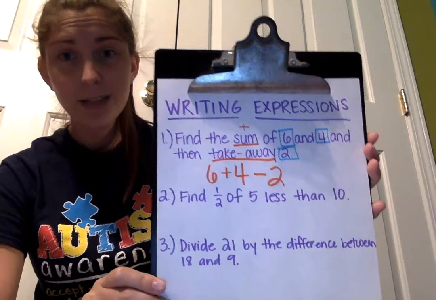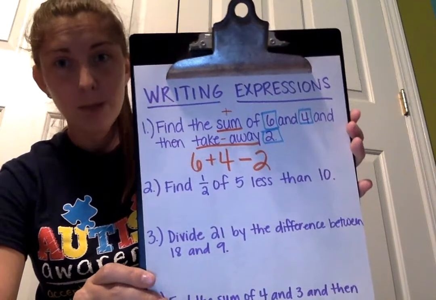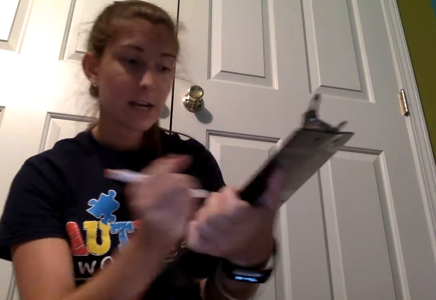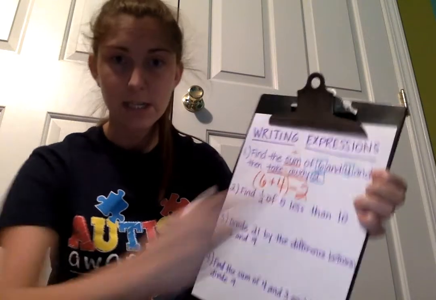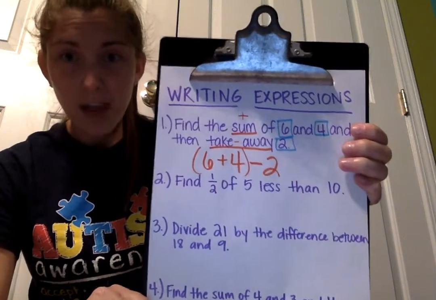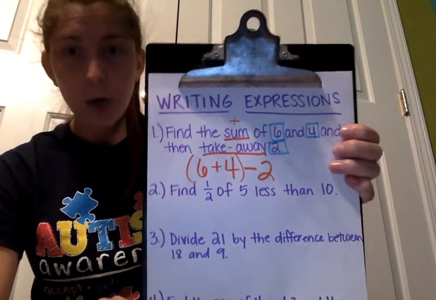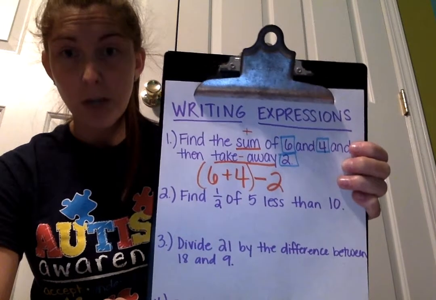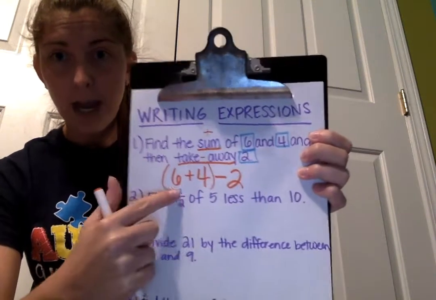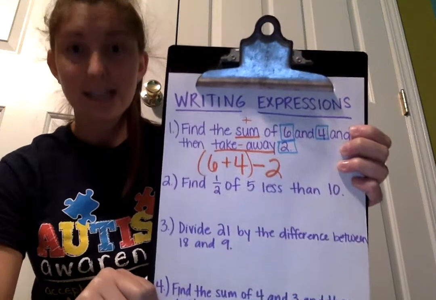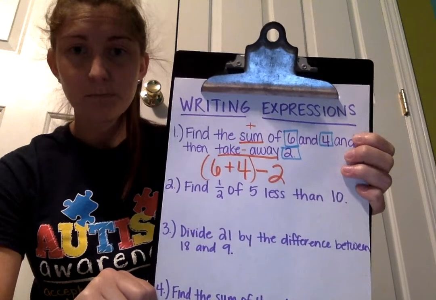Could I add parentheses anywhere in this problem? Sure, I could put them around the 6 plus 4 because I know that's what my problem is telling me to do first. Find the sum of 6 and 4. Do I have to have them around 6 and 4? No, because I wrote them first in the equation. So I know automatically that by reading it from left to right, I would have to add 6 and 4 first.